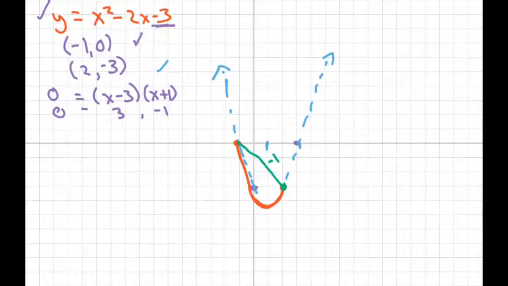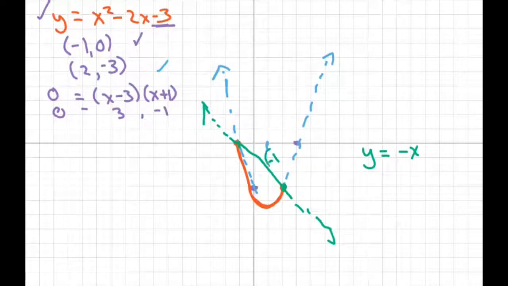Now to get the equation of the secant line, let's just extend this line here a little bit. And that's what gave us our y equals -x, which is the slope here, minus 1. There's your y-intercept.